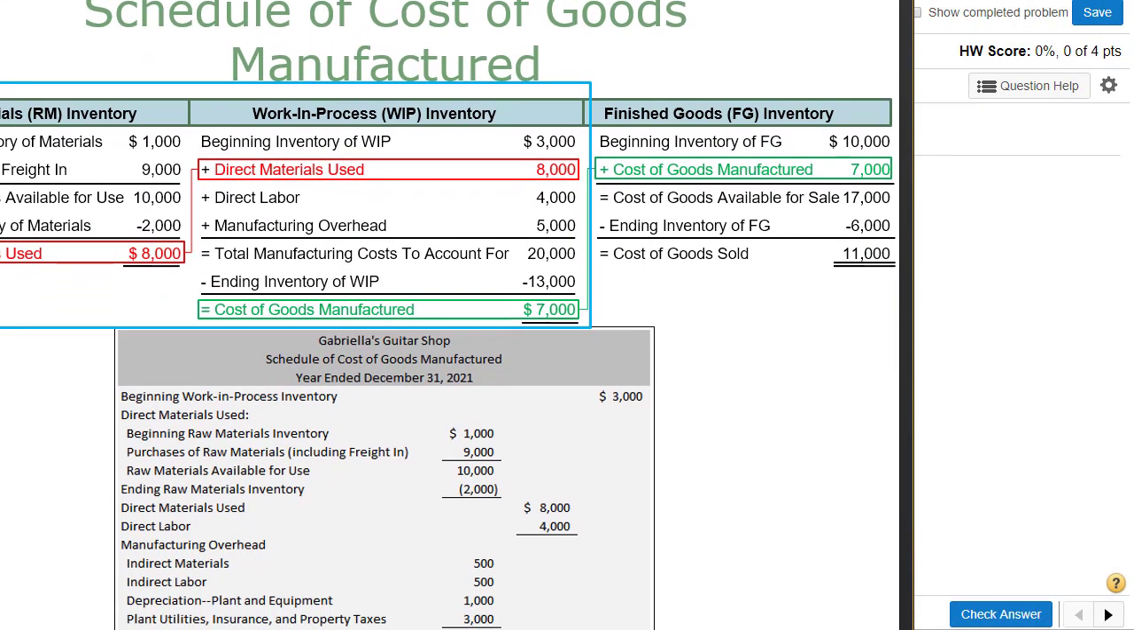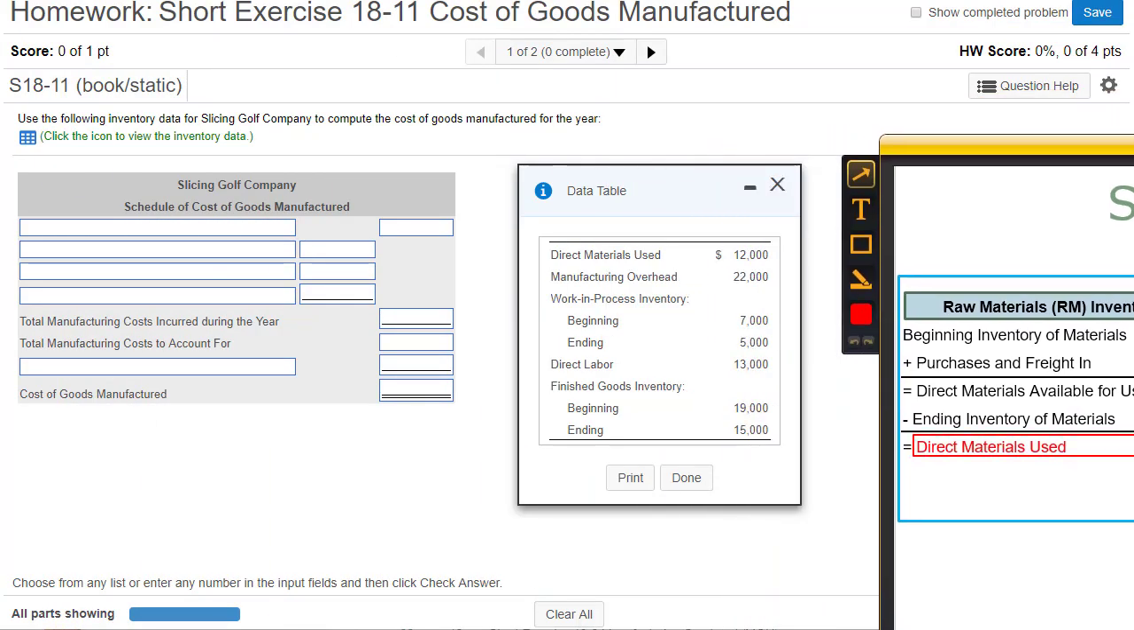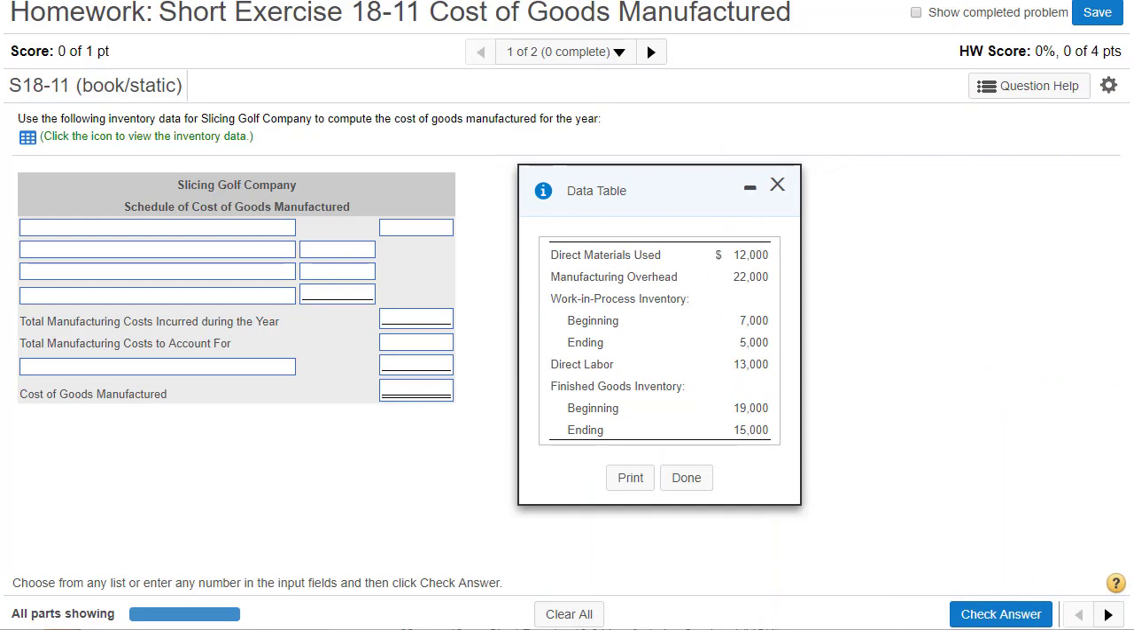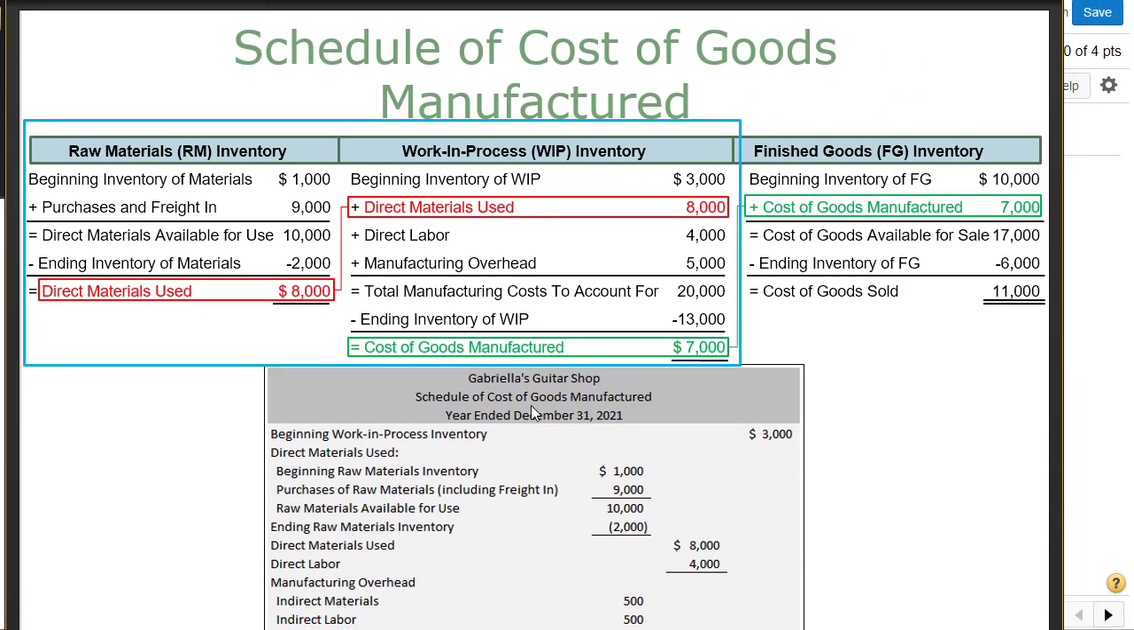So again, using our guide, we're going to start with beginning work in process, right here and right here. We're going to add direct materials used, right here, and then add direct labor and manufacturing overhead. So we need beginning work in process. Notice they give us work in process and finished goods. We do not need finished goods. We need beginning work in process. Again, why? Because the schedule of cost of goods manufactured is basically a breakout of this work in process.